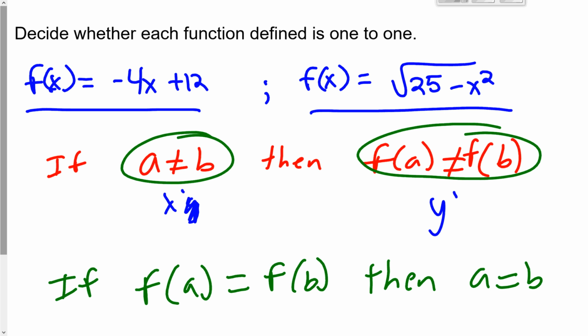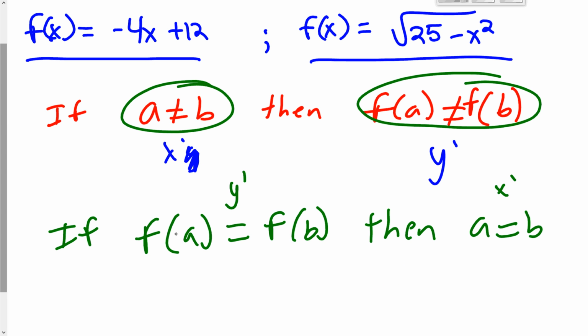So it has to do with logic and statements and contrapositive statements, how they're actually equal statements to each other. So we can use this. If our y's are the same, then our x's also have to be the same. Okay, so what does f of A mean?